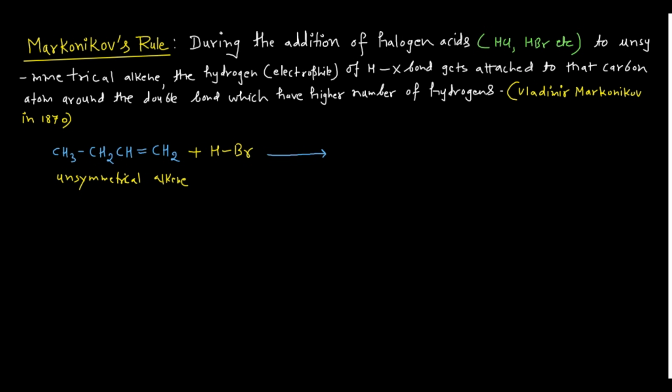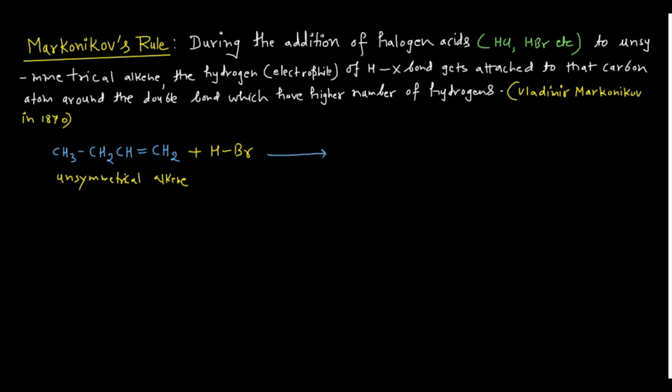Whenever HBr or any electrophile reacts with an unsymmetrical alkene, you will have more than one product. Please remember. And when you have more than one product, then definitely one product would be in the major amount and the other one will be in the minor amount. And see, in 1870, Vladimir Markovnikov, from Russia, was a Russian chemist, right?